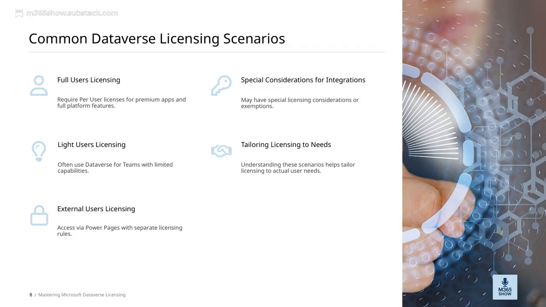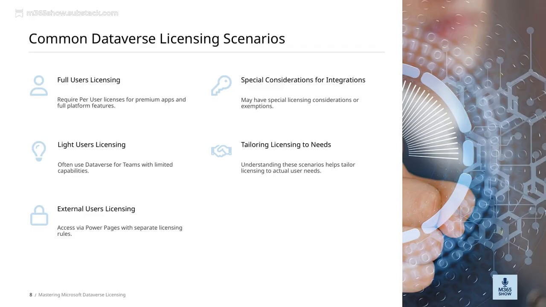Next, we have access via Power Pages. Because Power Pages have separate licensing rules, users accessing data through these portals may require different licenses compared to traditional users. Then there are external users. Often, these users are external partners or customers who might use Dataverse through limited access, sometimes with just enough capabilities to complete specific tasks. Speaking of limited access, we also have light users licensing. These users typically use Dataverse for teams or other lightweight scenarios, which means their licensing needs are more restricted and usually less costly.